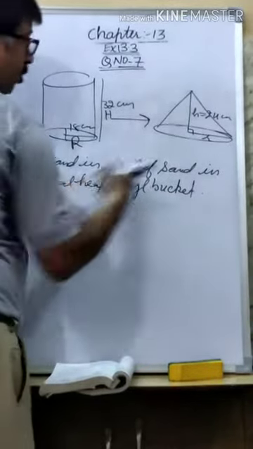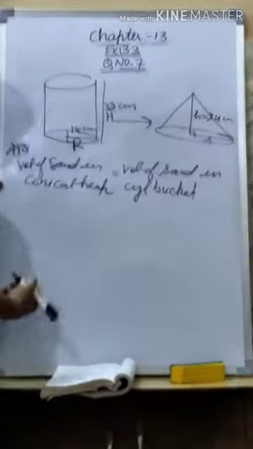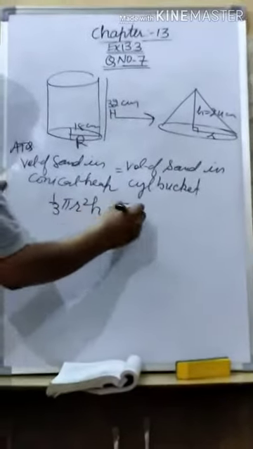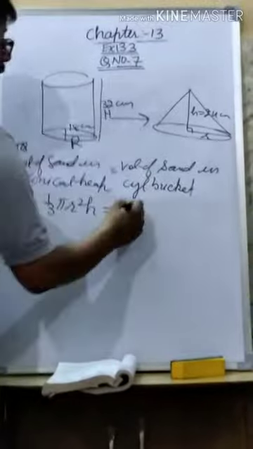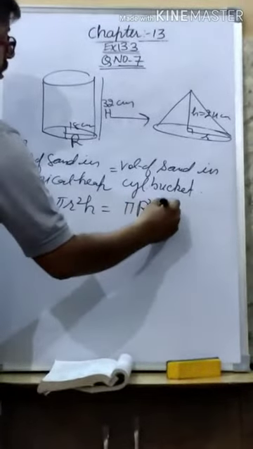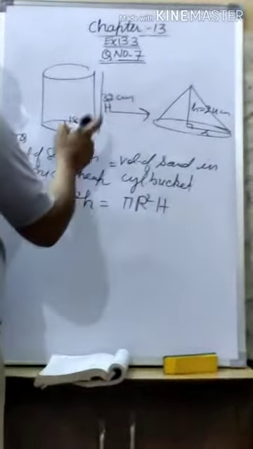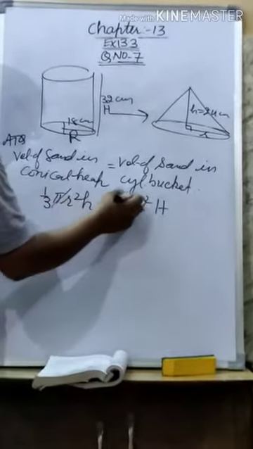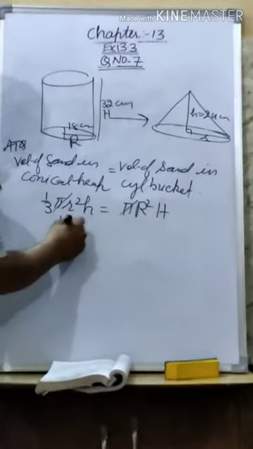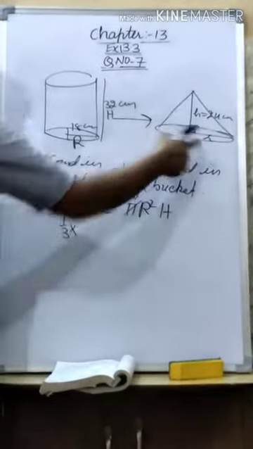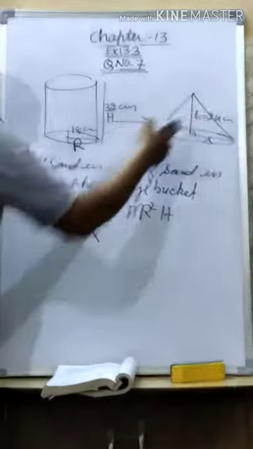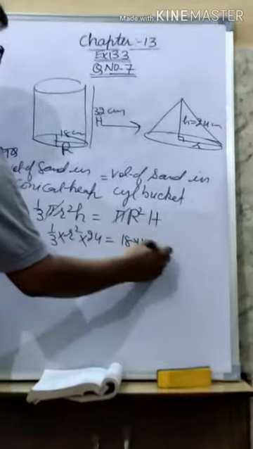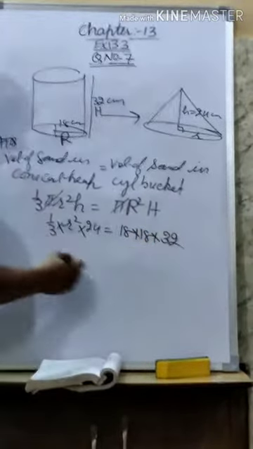So the volume of sand in the conical heap, what is the volume of cone? That is 1 by 3 pi r square h. And the volume of sand in the cylindrical bucket, that is pi R square H, because I have supposed capital R, capital H. So my students, pi cancels here. So 1 by 3 r square, r you have to find out, and height is 24. And this is 18 into 18 into 32.